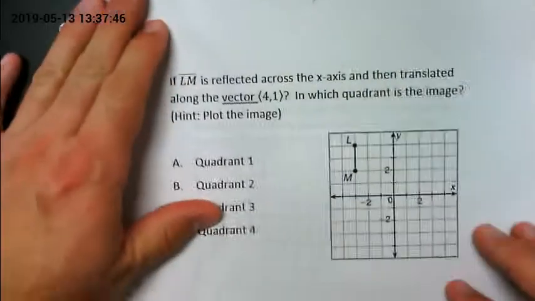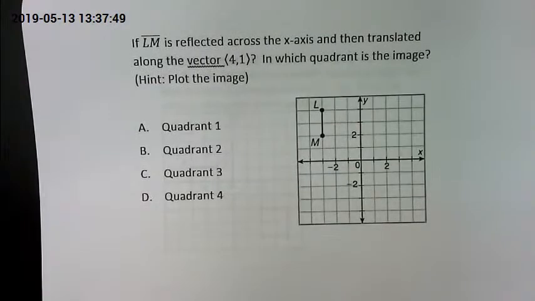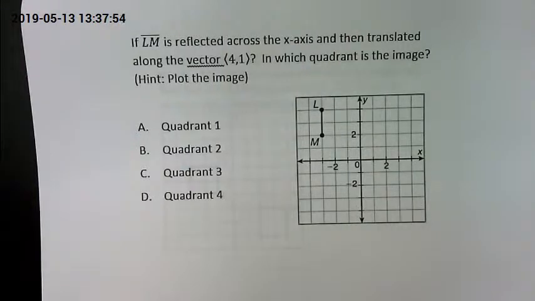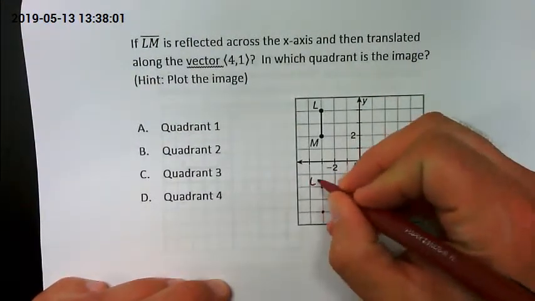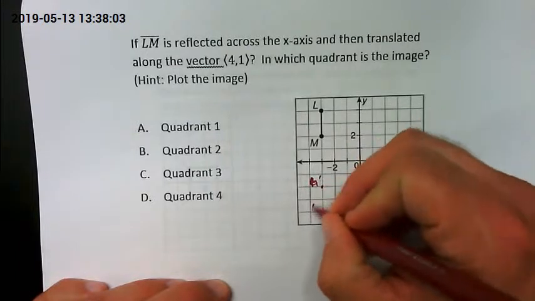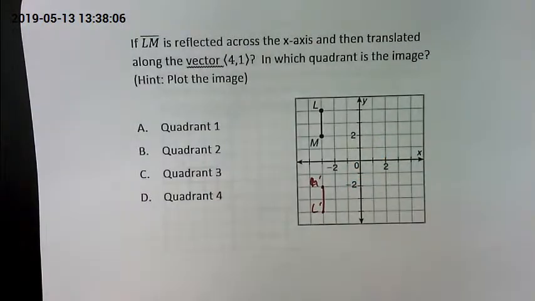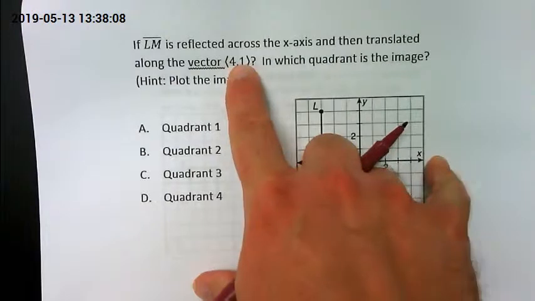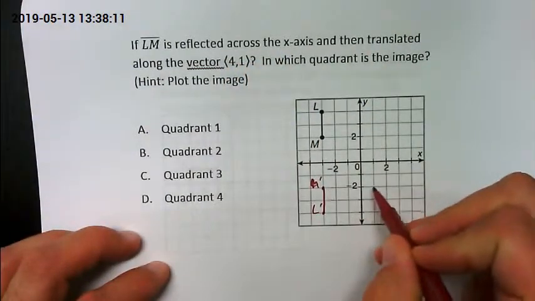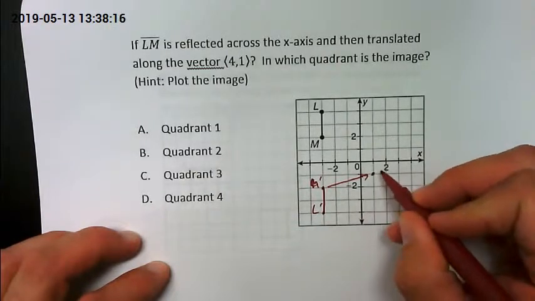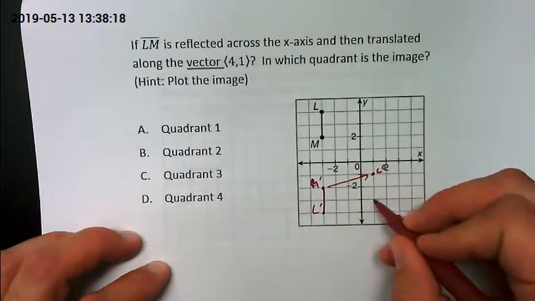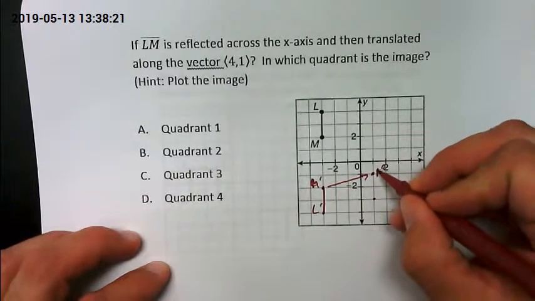All right, on this one, reflect across the x and then translate along a vector of 4, 1. First, if we reflect across the x, this becomes down here now. M prime, L prime. And then a vector of 4, 1, so it means over 4, up 1. So this is there, and this is there. Oops, sorry, that was M.